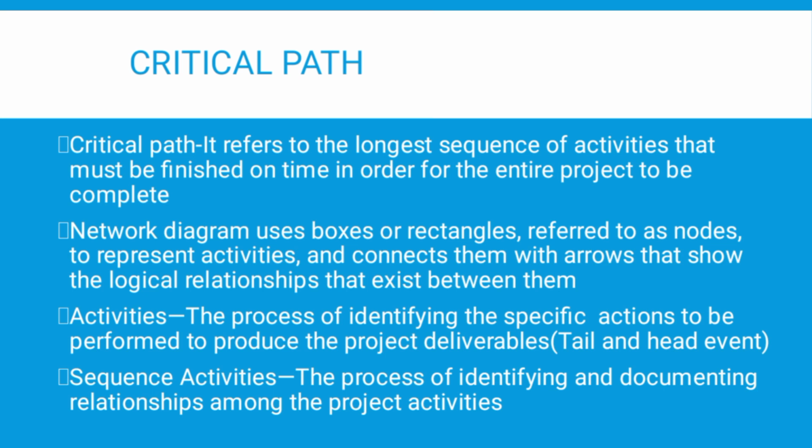So, for instance, in our case, we will use a network diagram to come up with the critical path, so that we have different paths to arrive at the finish activity. A network diagram uses boxes or rectangles, which we refer to as nodes, to represent activities, and connects arrows between them to show the logical relationship that exists between them.